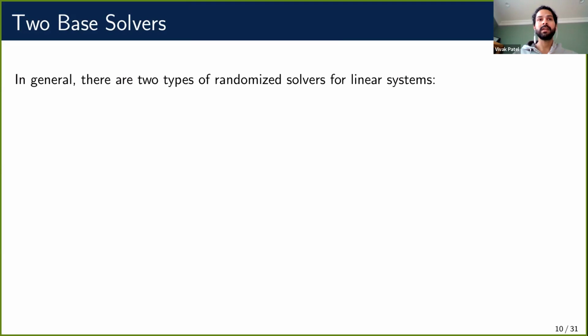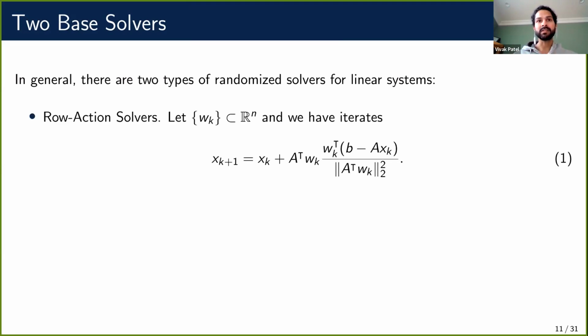Okay, so just to give you a sense of the scope of randomized linear system solvers, there are really two types. The first type for arbitrary systems is row action solvers. You're going to start off with some vectors w_k in R^n. Remember, n is the number of rows in our matrix, the number of equations in our system. And we're going to do this type of update. We look at our residual b minus A x_k, take its inner product with this vector w_k, and then move in the direction of A transpose w_k. This is a vector in the row space, and we add that to our x_k to get our x_{k+1}.